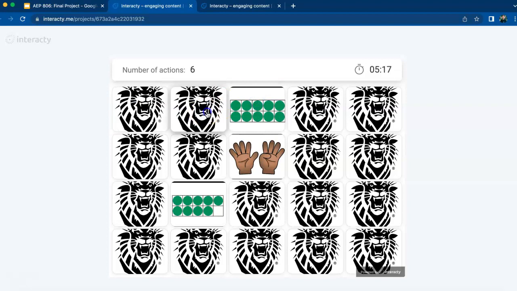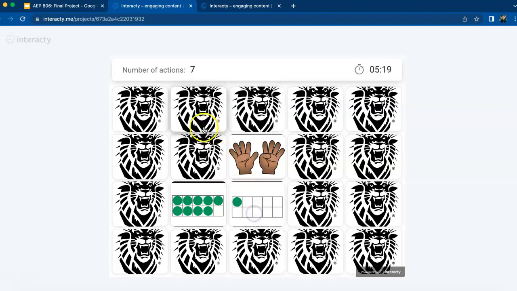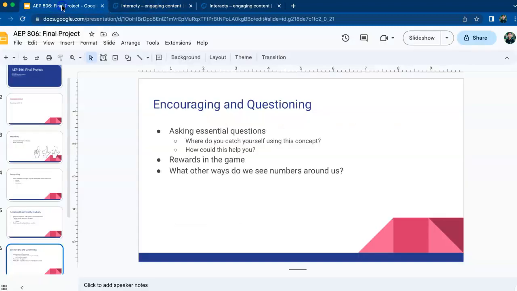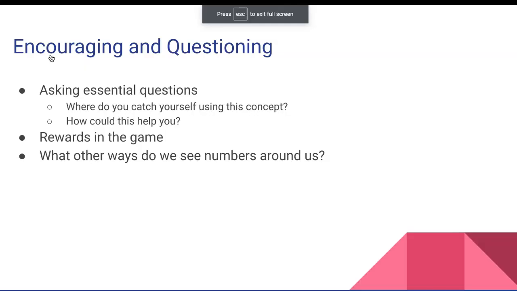And then you can also reward for who did it in the least amount of flips, and the time. And you can play multiple times. You can have students pair up and play against each other, if that works for you as well. And so that's another way to reward them.